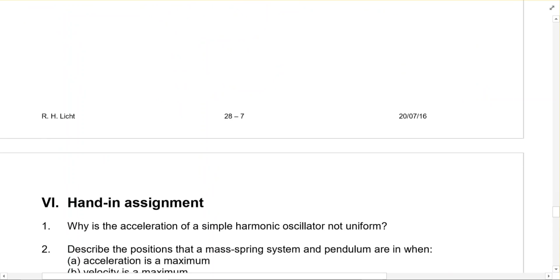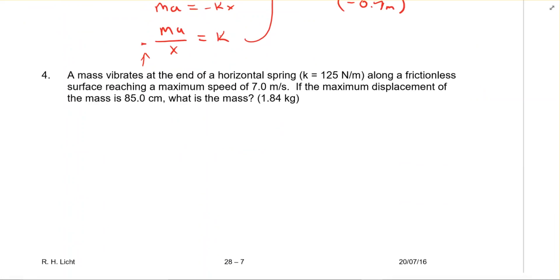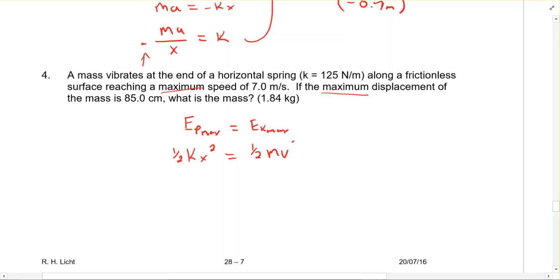All right, last one, number 4. A mass vibrates at the end of a horizontal spring, it gives you the spring constant, along a frictionless surface, reaching a maximum speed of 7 meters per second. If the maximum displacement of the mass is 85 centimeters, what is the mass? So we can start off by saying EP max is equal to EK max. EP max is 1/2 kx squared when x is a maximum, right? That's equal to 1/2 mv squared.